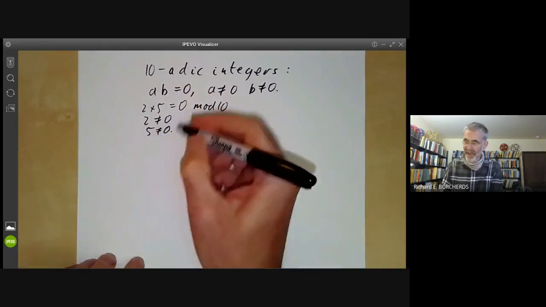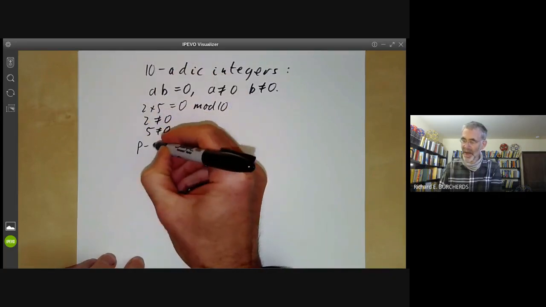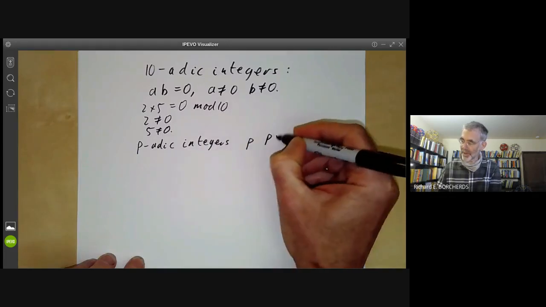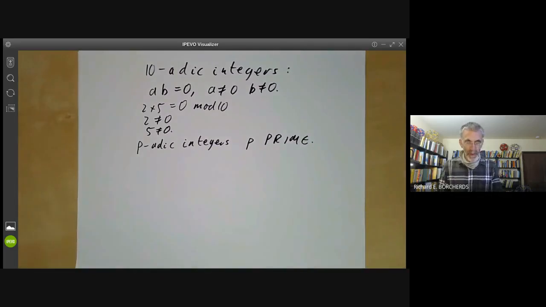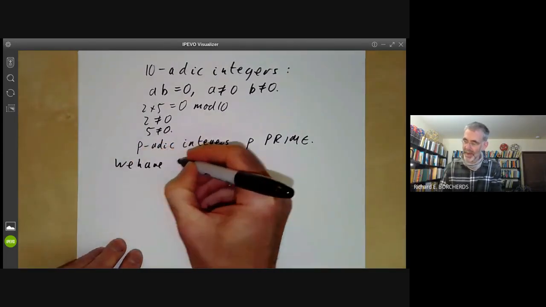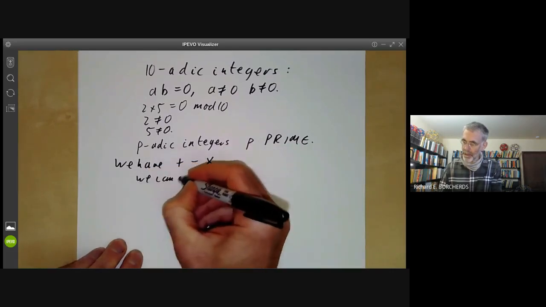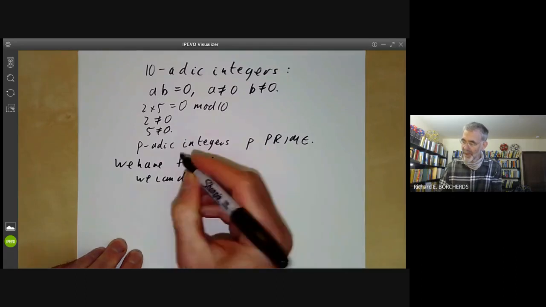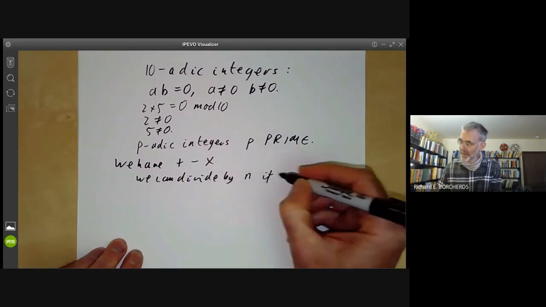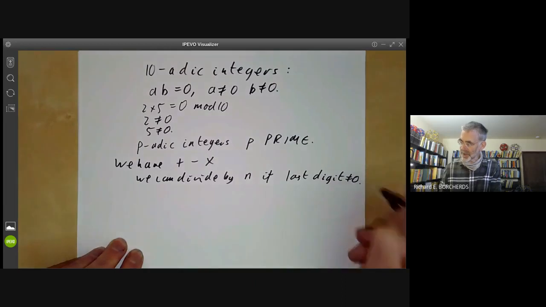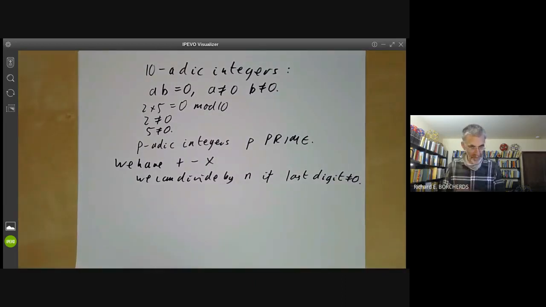So this suggests that instead of using 10-adic integers, we should work with p-adic integers, where p is a prime. And what we can do is copy all the things we did for 10-adic integers for p-adic integers. So we have addition, subtraction, multiplication, and we can divide by any p-adic integer if the last digit is not zero. So by anything not divisible by p.